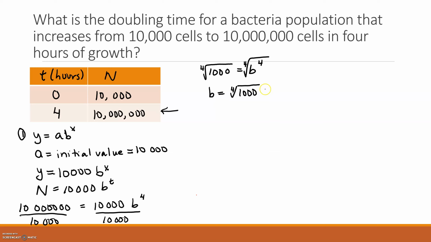So here this reduces to 5.6234, and our equation describing the growth of the bacteria can be expressed as y is equal to, I'm going to go back to our n variable, n is equal to 10,000 times 5.6234 to the power of t.